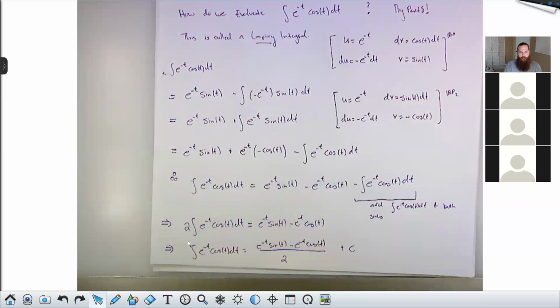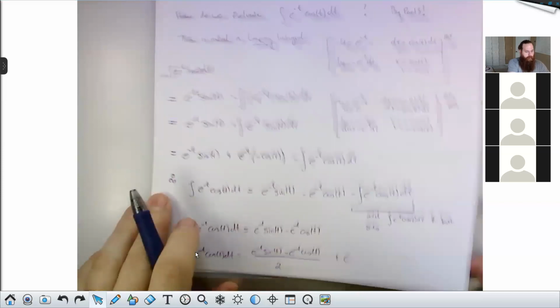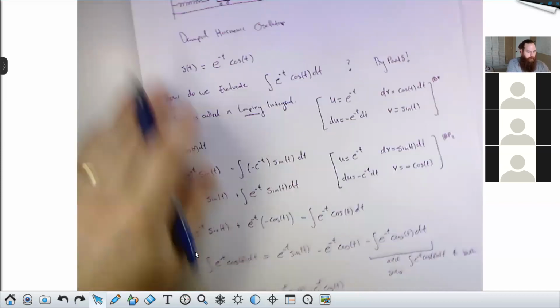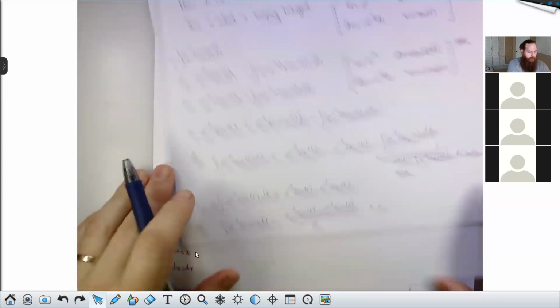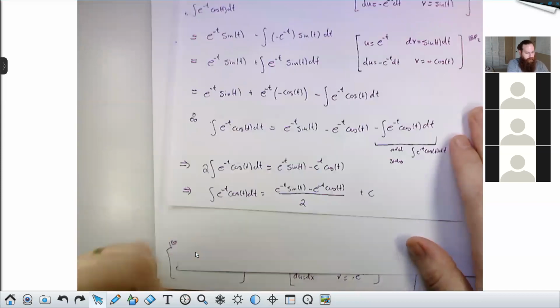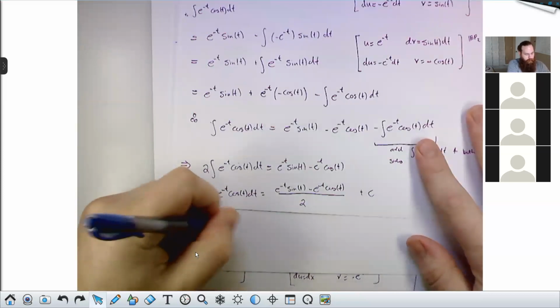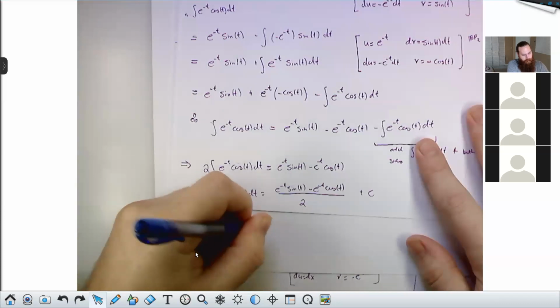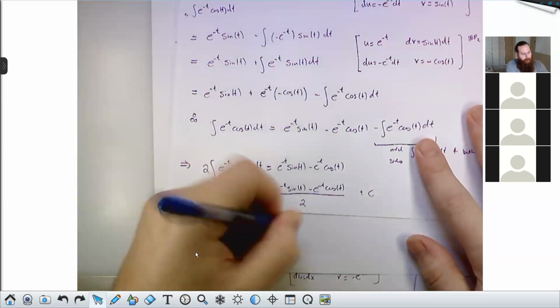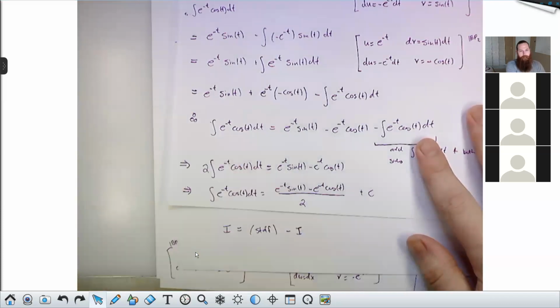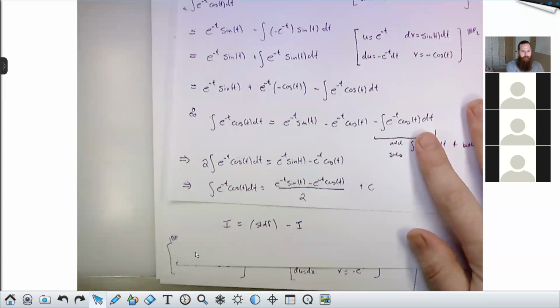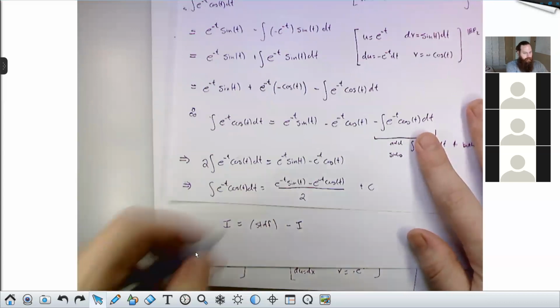So how do we solve that? Just divide by 2. And then also you tack on a plus c because it's an indefinite integral. It's very, very sneaky. Essentially what you do is you set up an equation, you run integration by parts some number of times and do whatever you must in order to get an equation that looks like your integral equals some stuff minus your integral. Then you add I to both sides.